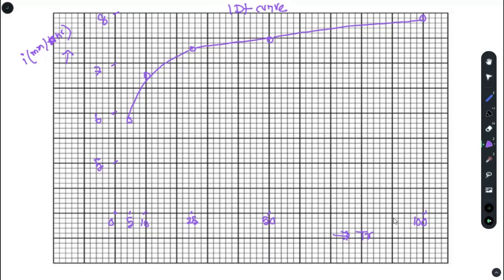Once you have drawn it, you can find the rainfall intensity for a particular return period. Let's say for 75 years, between 60 and 70, it's about 70.5. So for that you have the rainfall intensity. Once you have drawn an IDF curve, you can find the rainfall intensity for a particular return period, and it will help you in doing the maths in future.